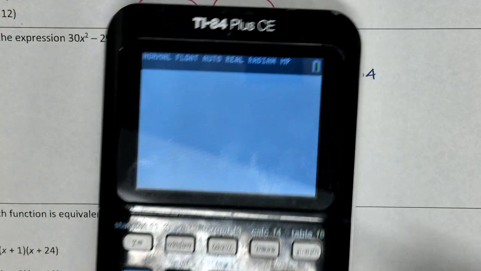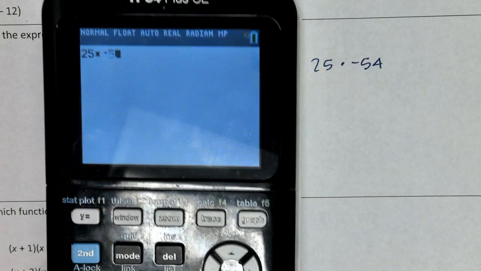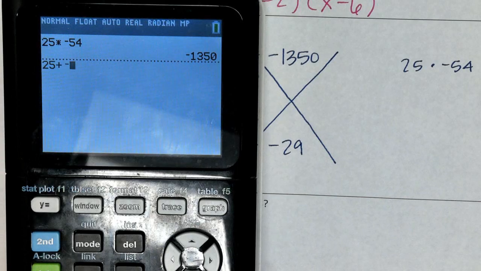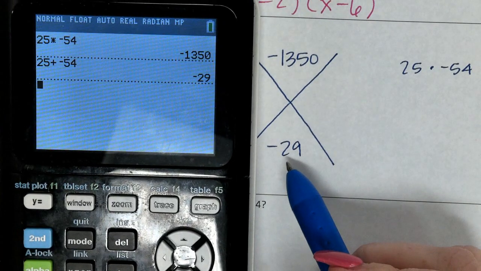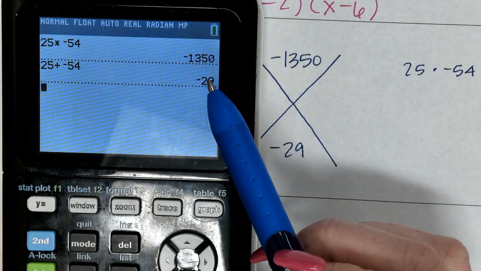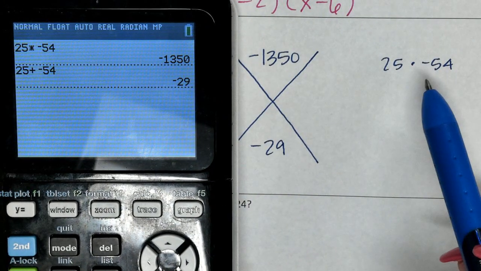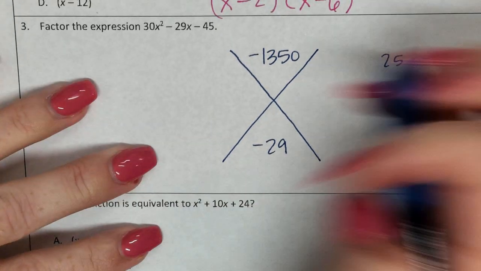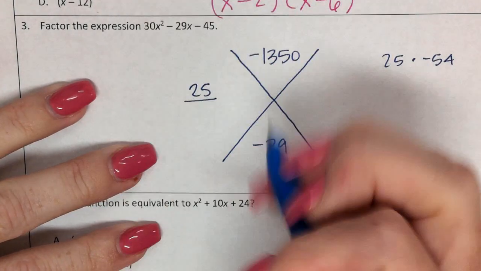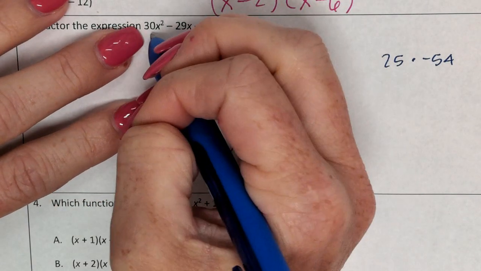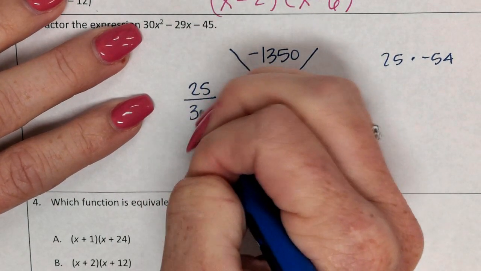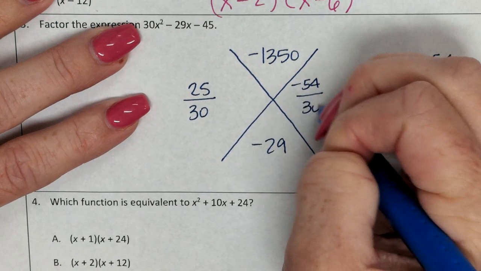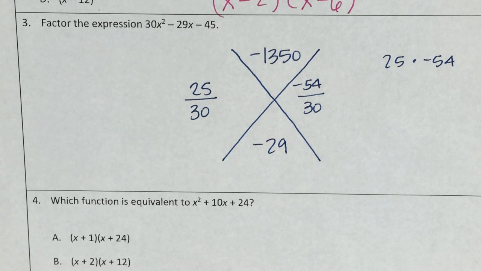So I'm going to go to my home screen and say, is 25 times negative 54 equal to this? Yes. Is 25 plus negative 54 equal to this? Yes. So these are my factors. Okay? So I'm going to take this number and put it over A. So I have 25 over, what is A? 30. And then I'm going to take this number, negative 54, and put it over A, which is 30. Those are not my answers because they can be what?